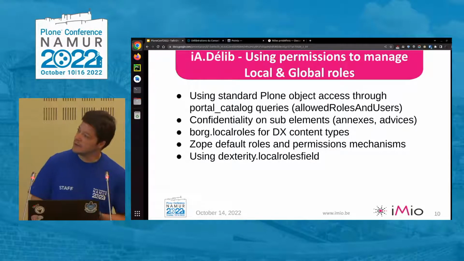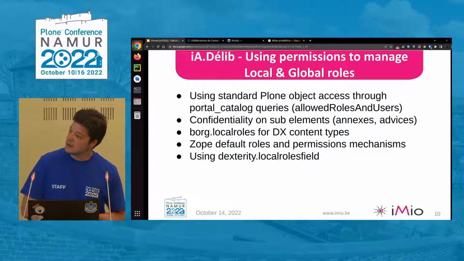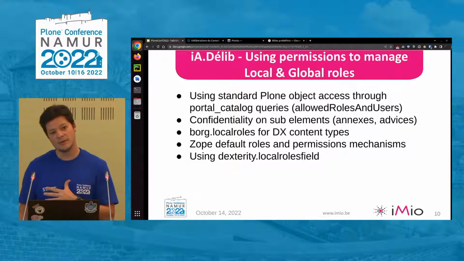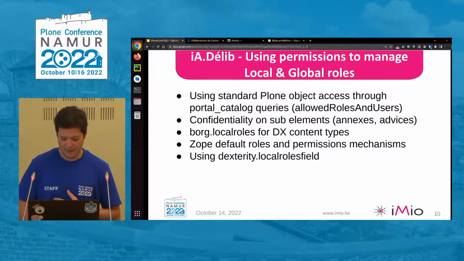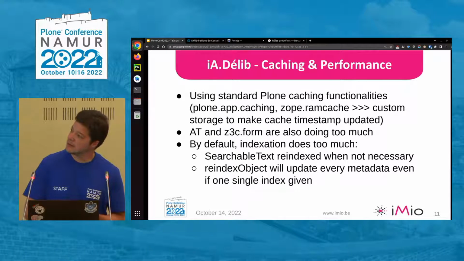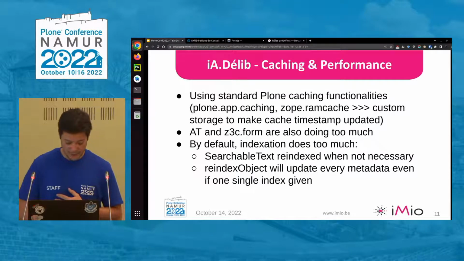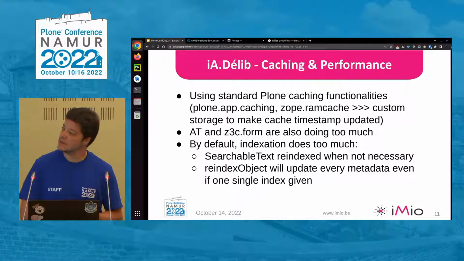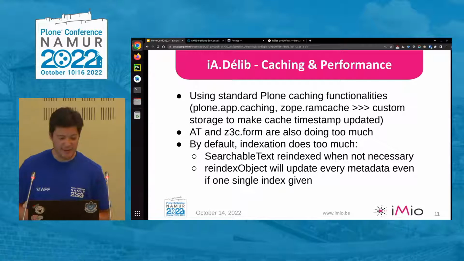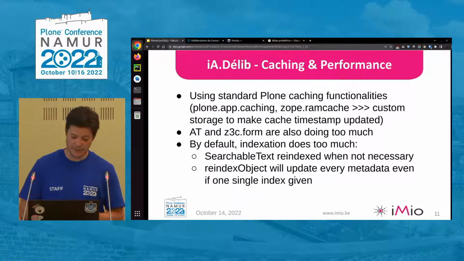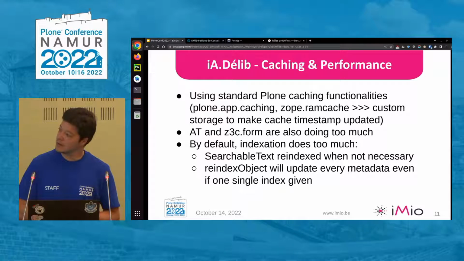We are just using an additional product called Dexterity Local Roles Field that will link local roles to the organization. If you are interested, we can talk about it. And what we did last year is work on caching and performance. All this again is in Plone by default. We are using plone.app.caching and Zope RAM cache to speed up the application.